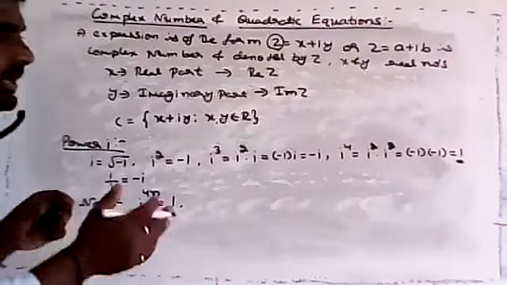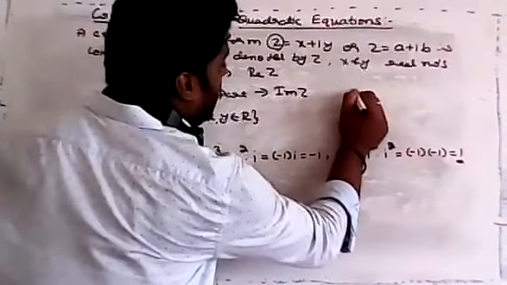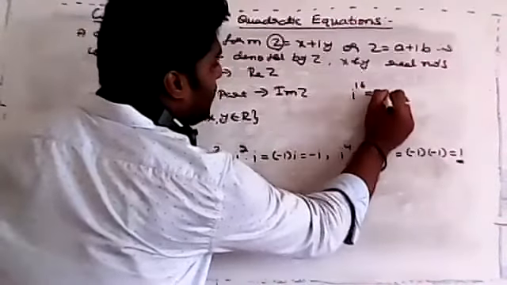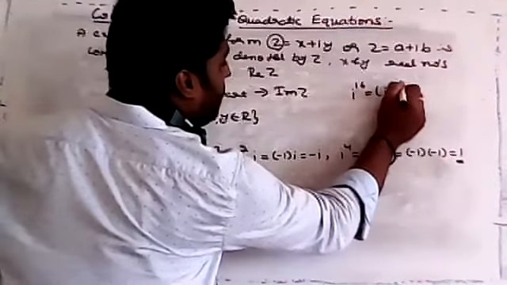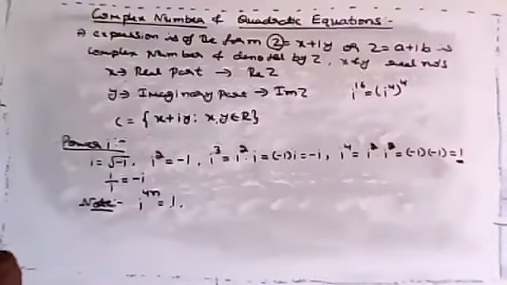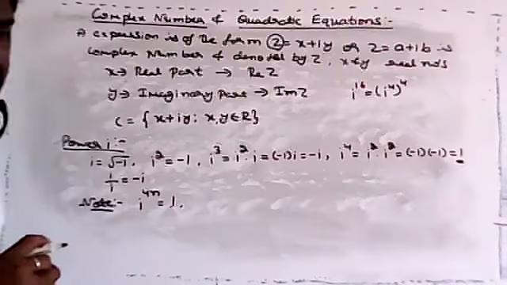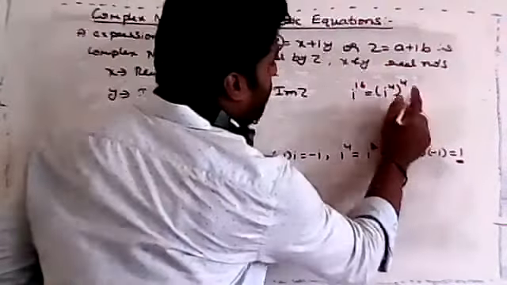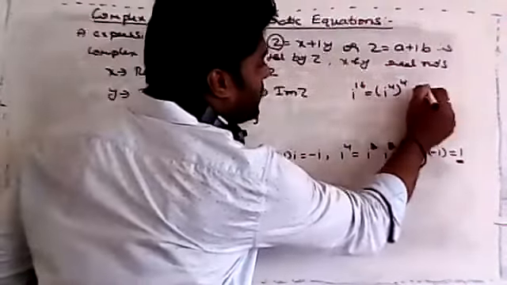Sometimes they'll give like this. If it is i to the power of 16, you write that as what? i to the power of 4 to the power of 4, using the laws of indices. Correct or not? After 4 the cycle repeats. So i to the power of 4 means 1 only. 1 to the power of 4 is 1 only.